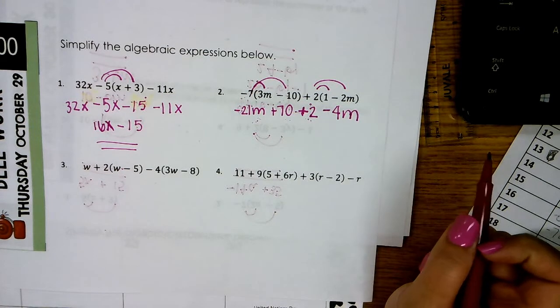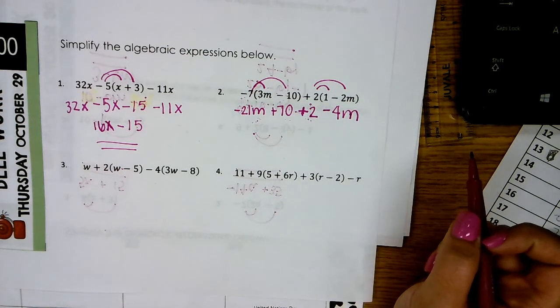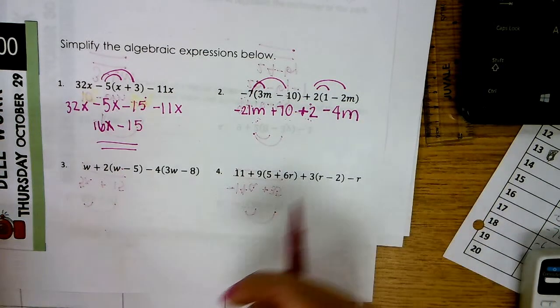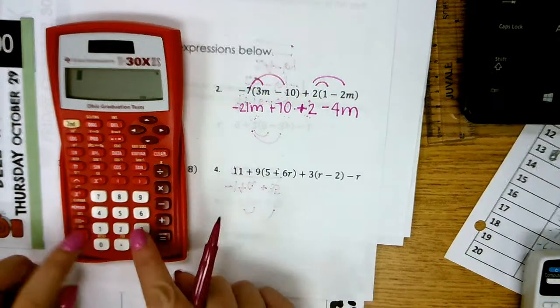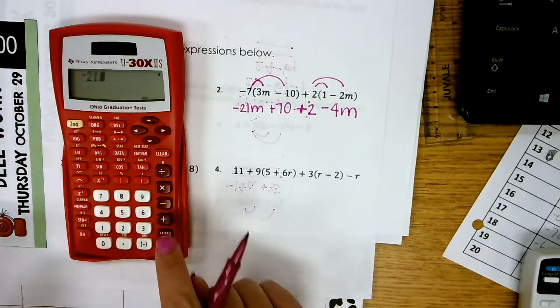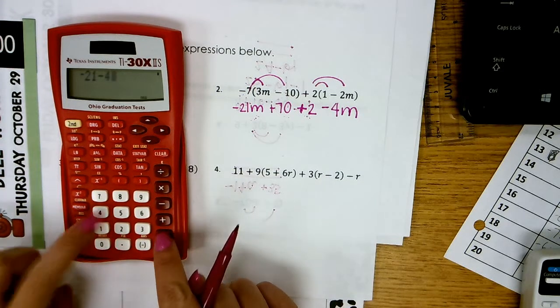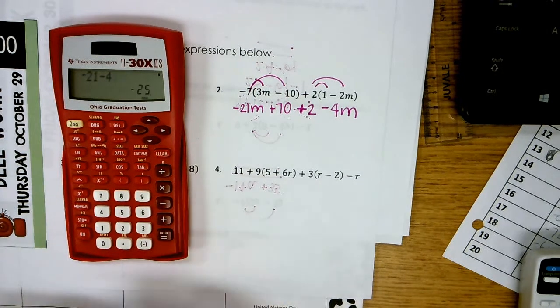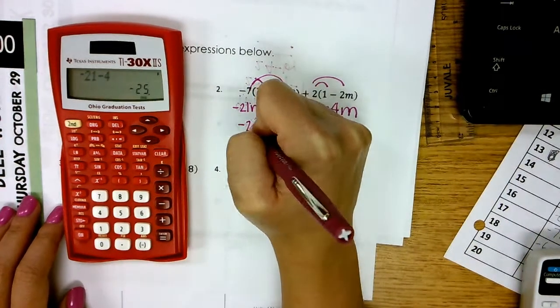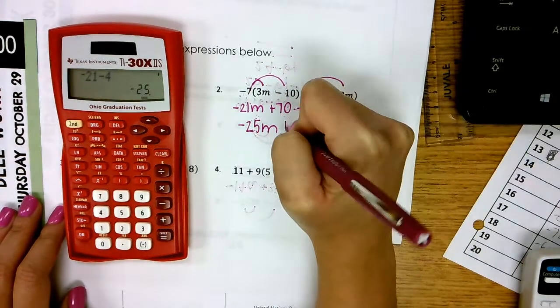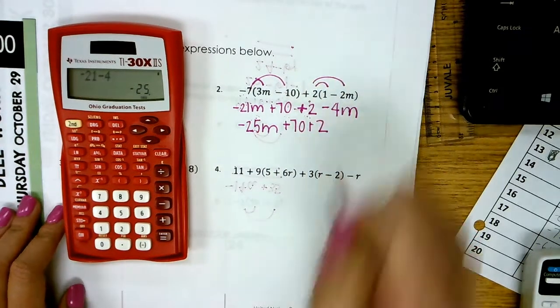And now we're not done because we do have like terms that we can combine. So let's start with our m's. We have our negative 21m, and then we're going to subtract 4 more m. When we do that, we get negative 25m plus 70 plus 2.